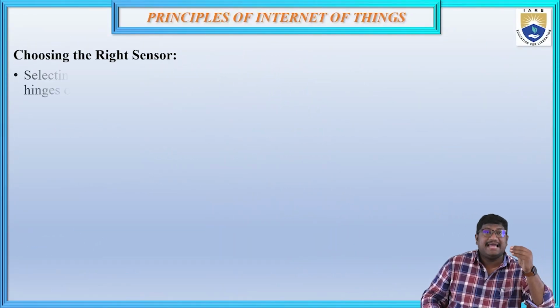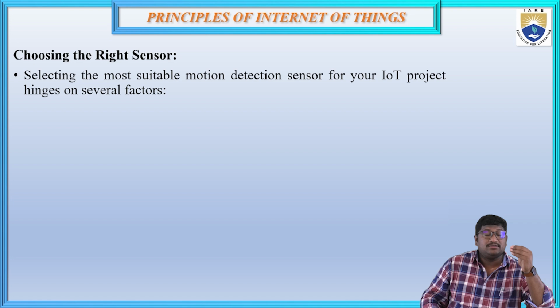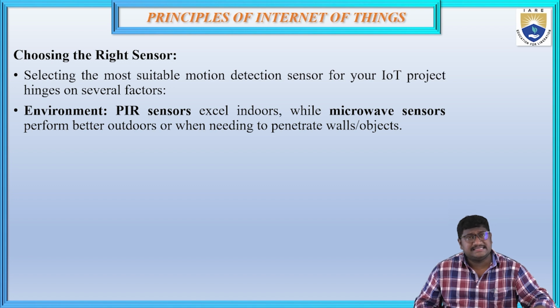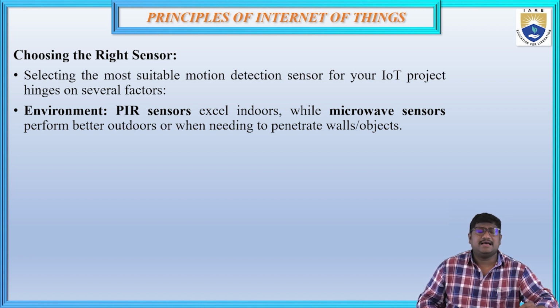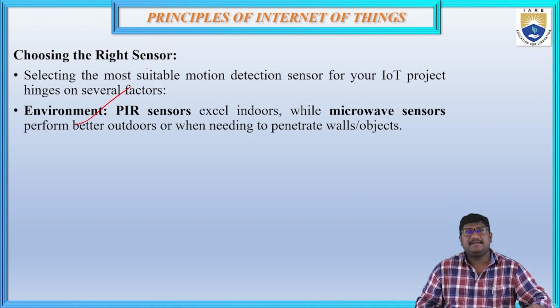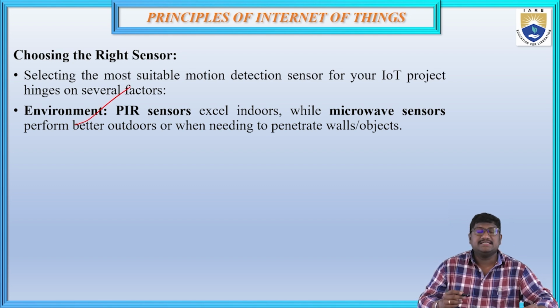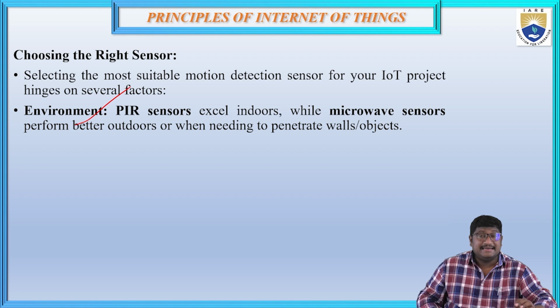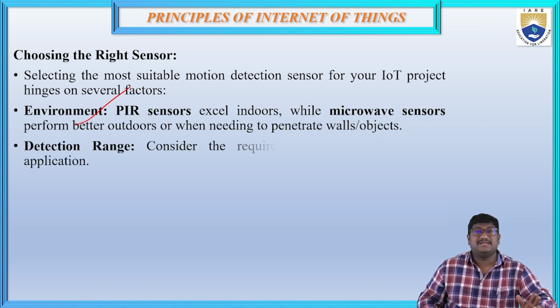We need to choose the exact sensor to detect motion according to our requirement. There are some things we need to consider for a particular sensor. Based on which aspects? The first one is environment. PIR sensors excel indoors, while microwave sensors perform better outdoors or when needing to penetrate walls between objects.